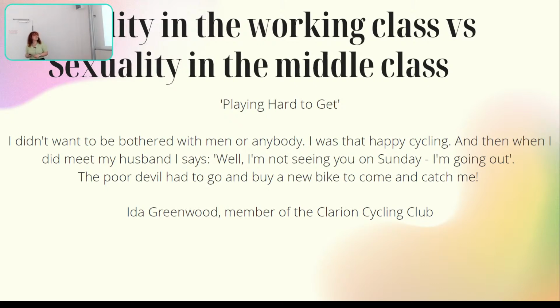Right. This was said by Ida Greenwood, who was a member of the Clarion Cycling Club. And you can see there was a change in attitude regarding marriage and partnership. There was a generational change. Women had a higher expectation from marriage in general, from partnership, from family, and also from their living standard. And in the 40s, the average children per family were 2, where before it was 4. So this sense of voluntary parenthood became possible due to birth control.